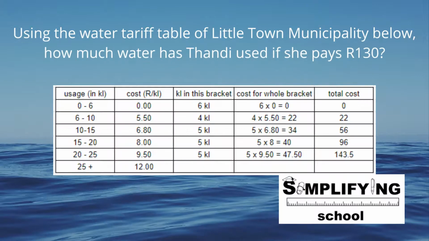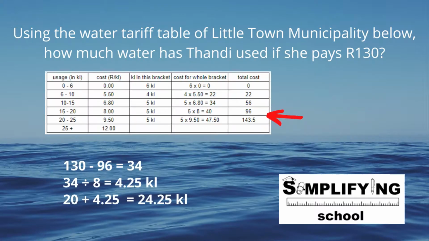Next question, they could also ask you something like this: how much water has Tandy used if she pays 130 rand? We know that she's used some water and she paid 130 rand for it. This is why I add the total cost column, because in cases like this it is very handy. We see from this that she used somewhere between 20 and 25 kiloliters. So what we'll do is first subtract the cost of the first 20 kiloliters, as we know she used more than 20 kiloliters, but we don't know how much exactly she used.